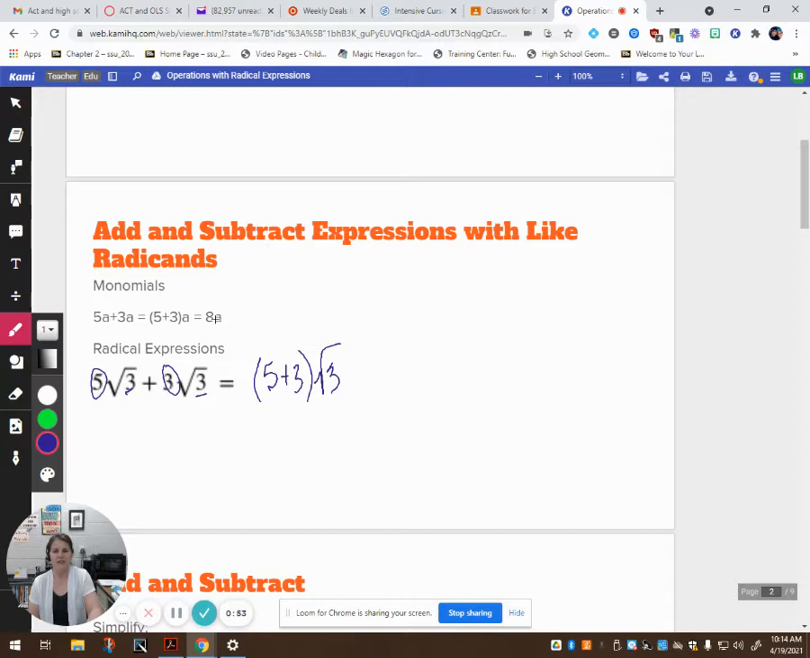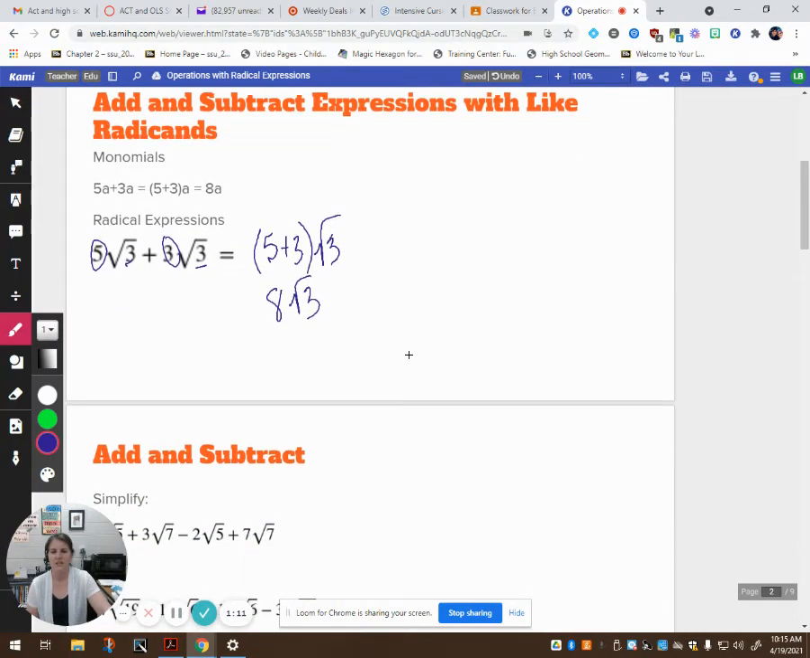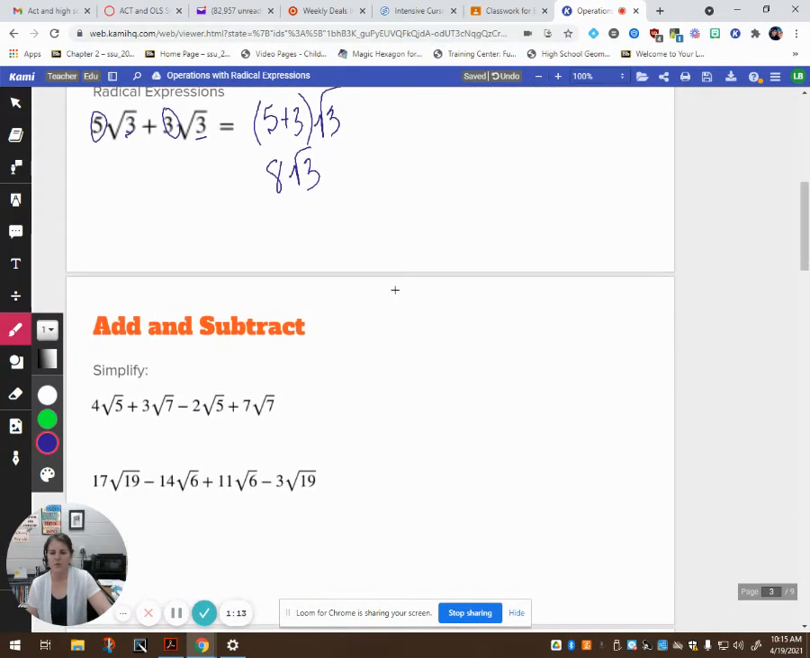This is kind of like undoing the distributive property, right? Right now we've got 5 times square root of 3 and 3 times square root of 3. But if we put them together, we can say, okay, let's just add 5 plus 3 and multiply that by the square root of 3. So I end up with 8 square root of 3 as my answer. So this allows us to add and subtract. Again, though, we can only do the ones that have the like radicand. It's like adding like terms.